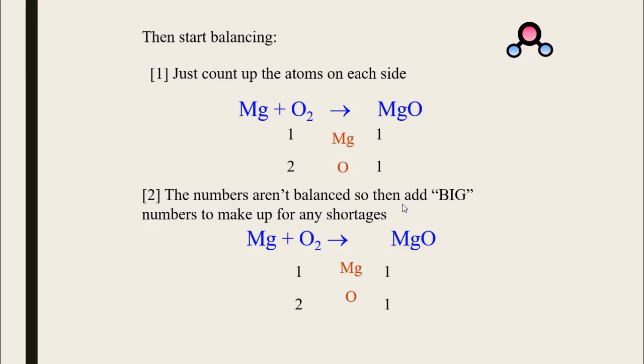The numbers are not balanced, so we will add the number 2 before magnesium oxide and adjust totals. Here, I have 2 magnesium atoms in the product and 2 oxygen atoms in the product. But here I have a shortage and a problem in the reactants, because I have 1 magnesium atom in the reactants and 2 magnesium atoms in the product, and this is not correct.